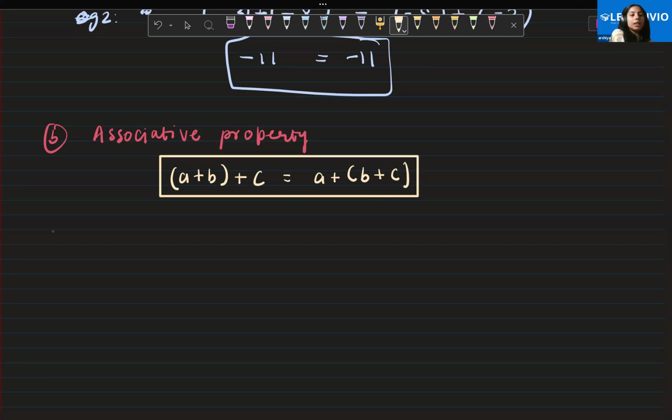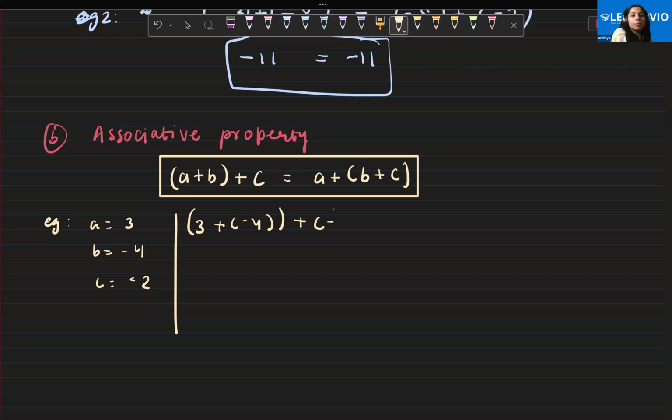Okay. Let's take three integers. Let's say A is equal to 3, B is equal to -4, and C is equal to -2. So if I put the values here, A is 3, so 3 plus -4, then plus -2. This should be equal to what? Can anyone tell what will be on the opposite side?